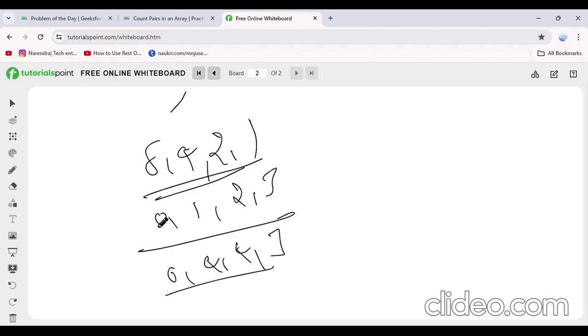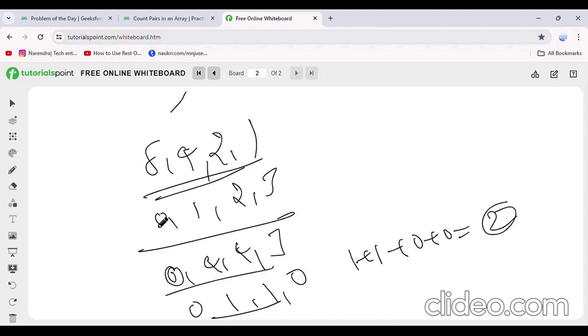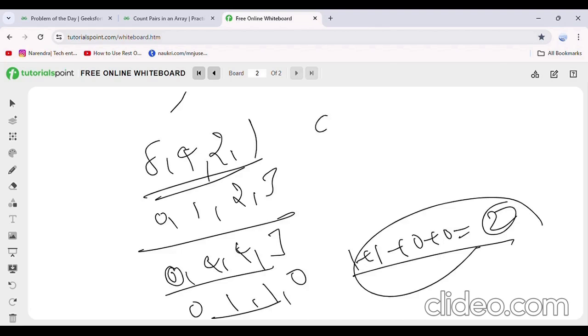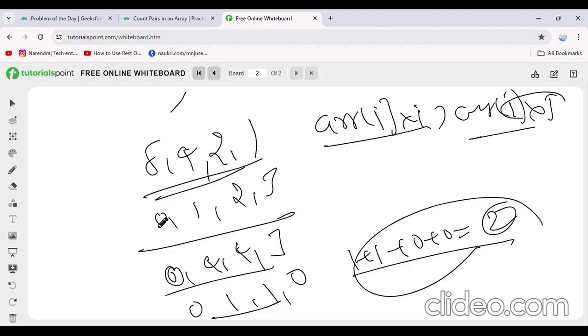So for 0, how many numbers on the left side are lesser than 0? None. For the second 4, there is one number, 3, that is lesser than it, and for 3 there is no number. So 1 plus 1 plus 0 plus 0. So the total is 2. So our answer is 2 here. What he said is we have to find all the pairs which satisfy the condition arr[i] times i is greater than arr[j] times j. So I am multiplying these two and checking.